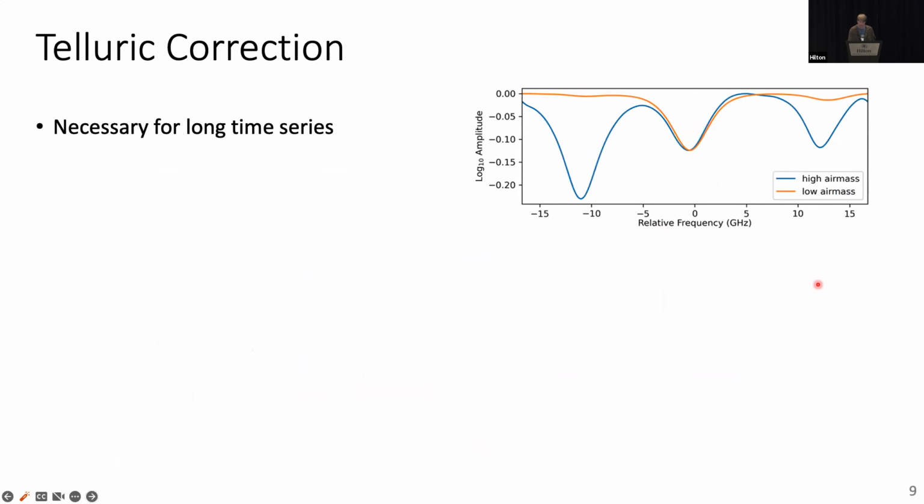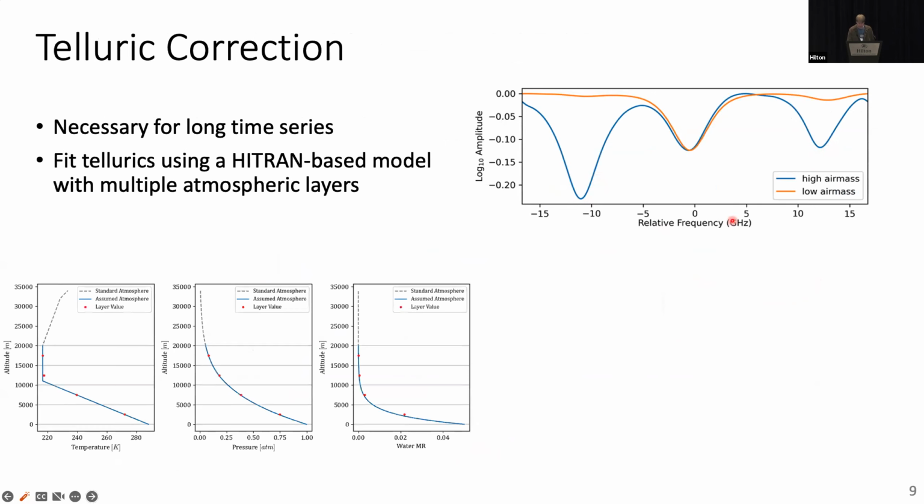To analyze line shapes or RVs over these timescales, we had to tackle the issue of telluric contamination. While the 1.5 micron region is considered an atmospheric window, it's hard to truly get away from water, especially at high air mass. We fit the telluric spectrum to a few layer HITRAN model that allows us to control or fit temperature, pressure, and water mixing ratios.